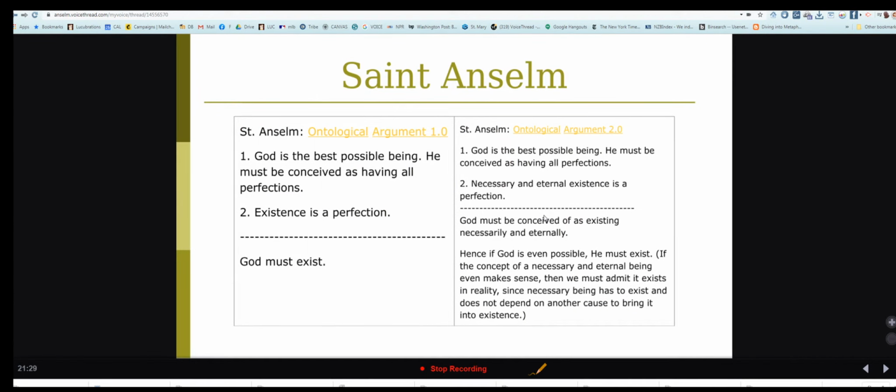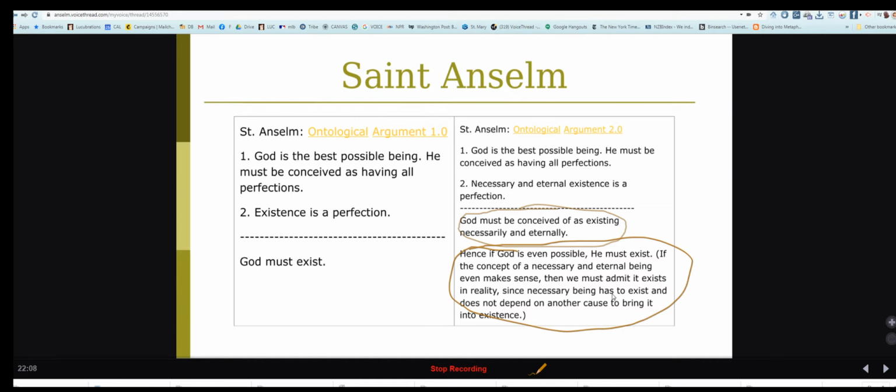That's why St. Anselm came up with the second version of the ontological argument, because instead of saying that existence is a perfection, St. Anselm is going to say it's necessary, and eternal existence is a perfection. It's better to exist and contain your own cause than it is to be caused by something else and to be a contingent thing. So God must be conceived of as existing necessarily and eternally. That's part of the very definition of God. And it's this last part that actually proves God's existence.